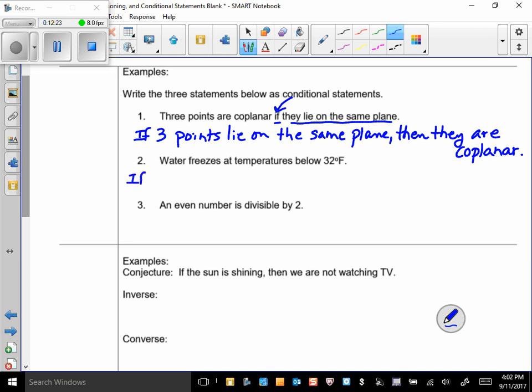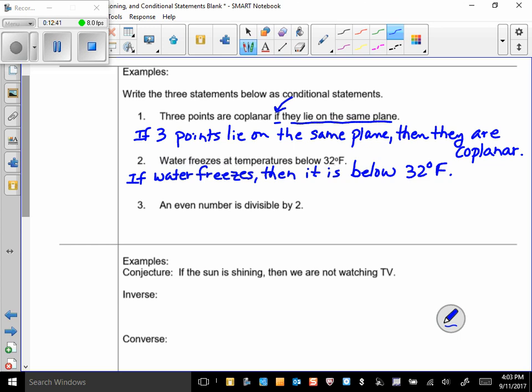Okay, water freezes at temperatures below 32 degrees Fahrenheit. Okay, I'm going to say if water freezes, then it is below 32 degrees Fahrenheit. Right?